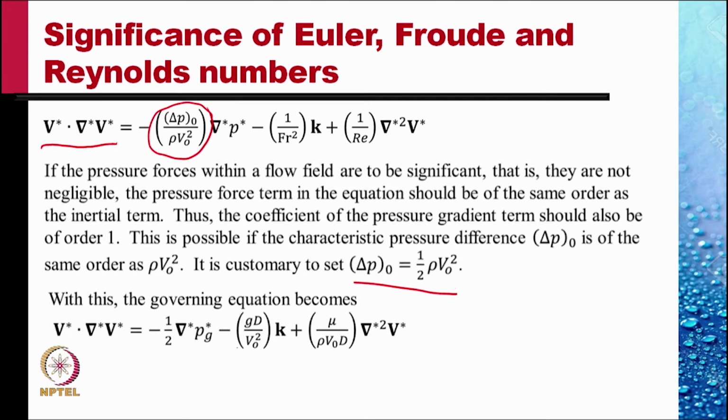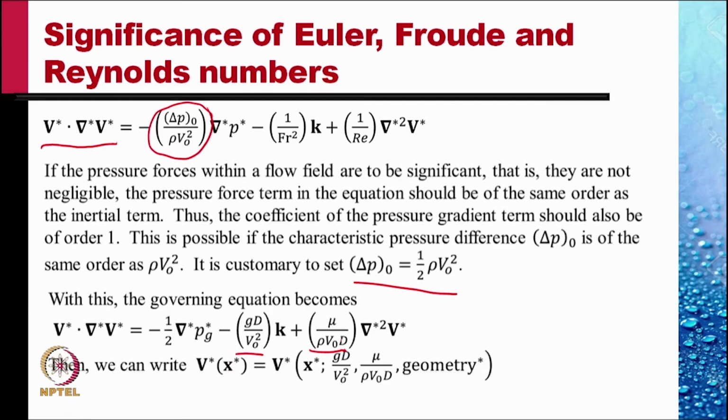Now, there are only 2 parameters there. The Euler number is no longer relevant. Then we can write V star as a function of x star, the non-dimensional space point, and the parameters GD by V naught square and mu by rho V naught D, and the non-dimensional geometry.